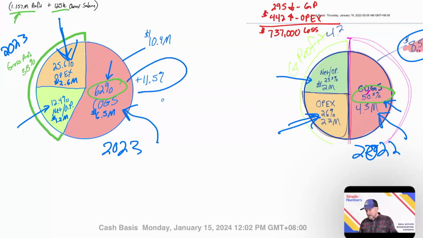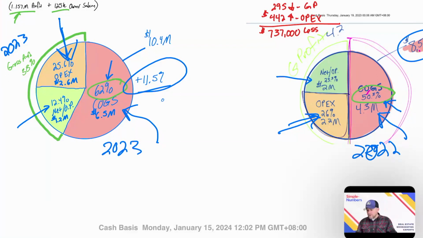So when we look at the actual hard numbers, it's about 11.5% higher cost of goods sold than in 2022. So on average, on the deals that we're doing, 11.5% more went out in 2023 on each deal than in 2022. Now we know where to start digging.